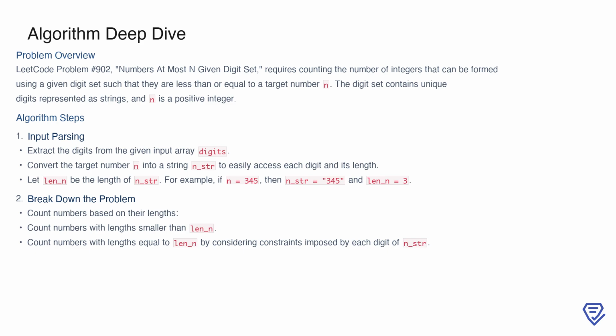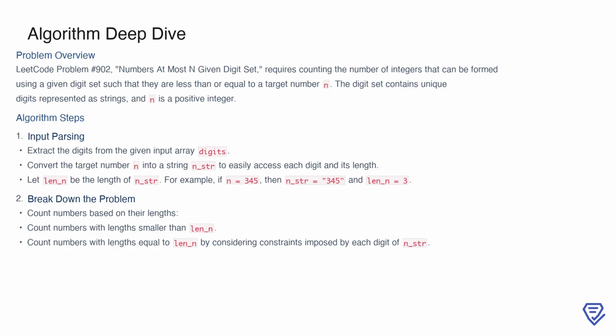The digit set is provided as strings, and the first step involves parsing these inputs. Specifically, we extract the digits from the input array and convert the target number n into its string representation, n_str. This conversion allows us to access each digit individually and also determine the length of n, which we call len_n. For example, if n is 345, then n_str becomes "345", and len_n is 3.